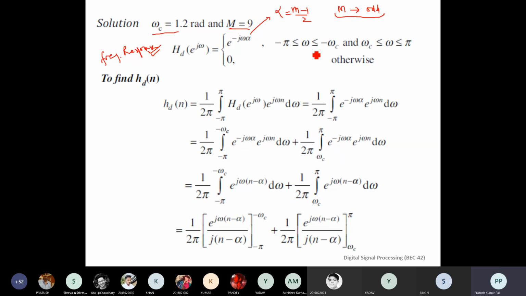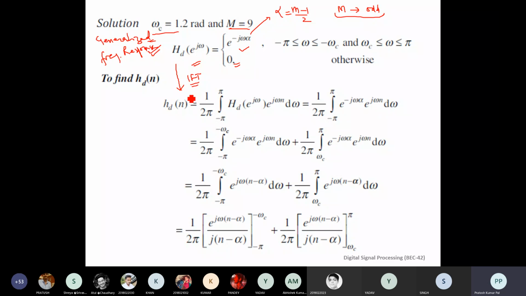This is the frequency range in which a particular magnitude will be there, otherwise it will be 0. This is how we should be deriving the frequency response once the cutoff frequency specification and the m value are given in the question. Either we can put the alpha value directly, or use the generalized frequency response.